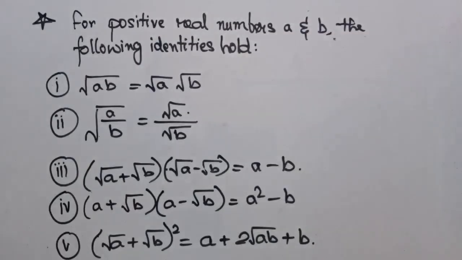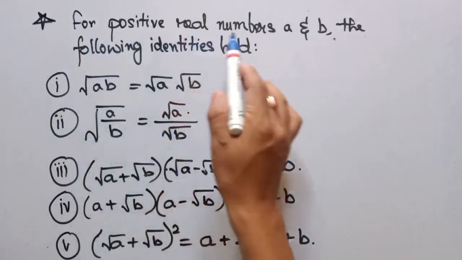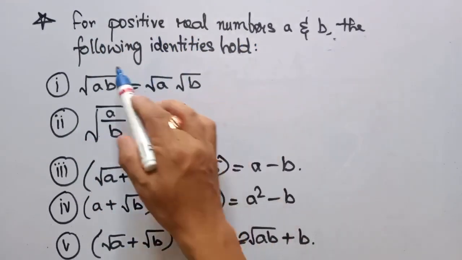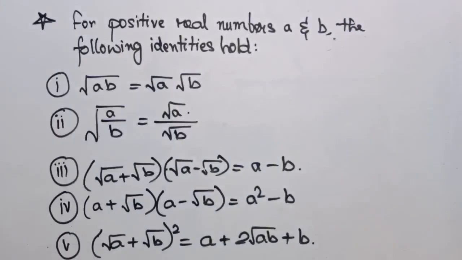Hello students, in our previous class we have studied about operations on rational numbers. So in continuation of that, now we are going to learn some of the identities which hold true for any given two real numbers. So given two positive real numbers a and b, the following identities hold.